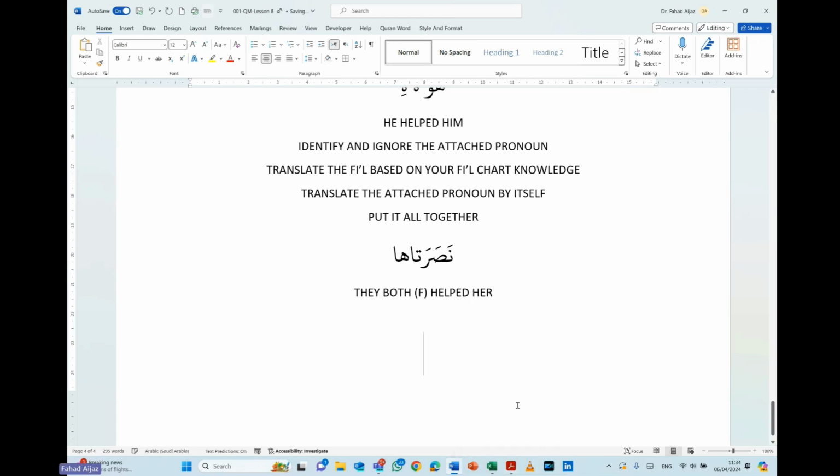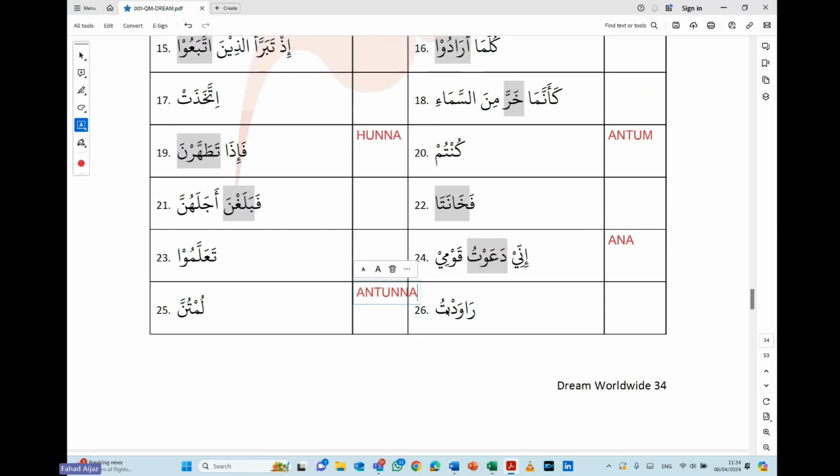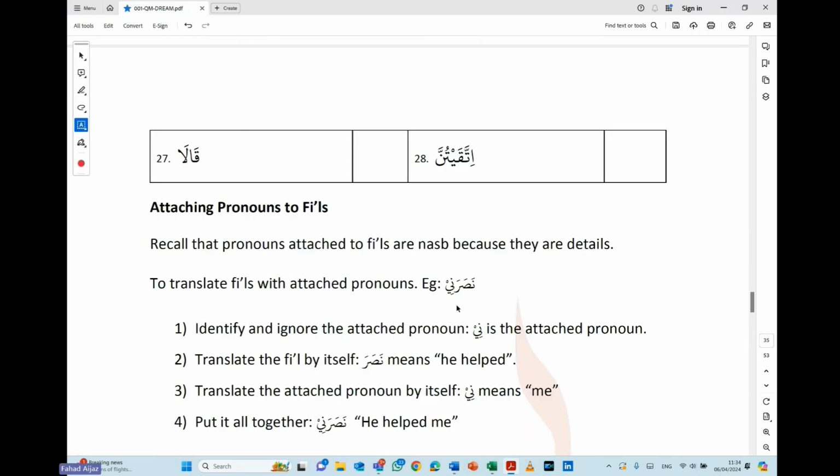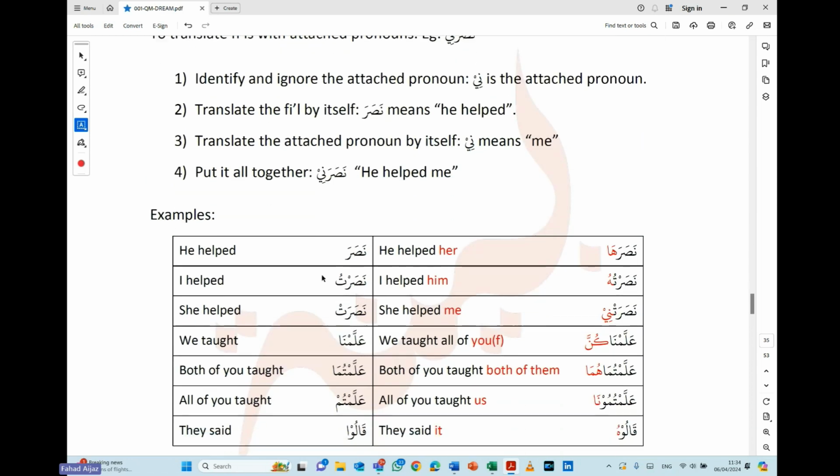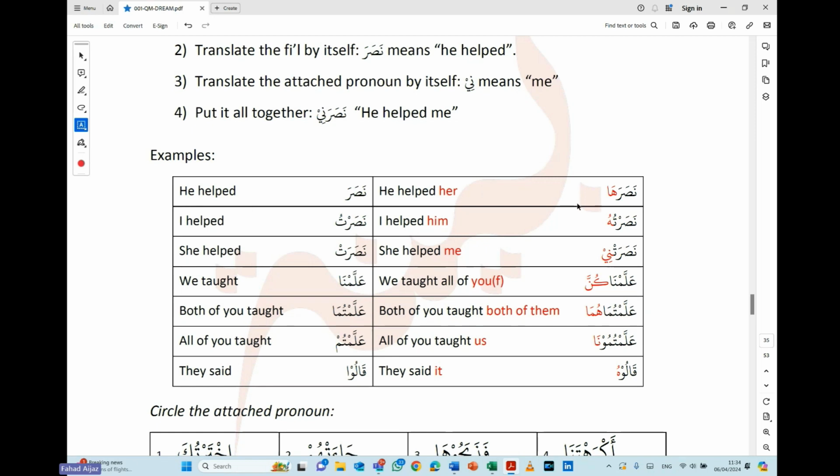And in your notes, there are some good examples. Let's look at them. So the next topic is this that we just did. That's the process explained here. If you look into your notes, look at this. Nasaraha, he helped her. Nasartuhu. Nasartu, what you're doing basically is separating Nasartu from the pronoun and translating Nasartu. Nasartu is ana Nasartu, I helped. And then putting the pronoun in front of it. Him.